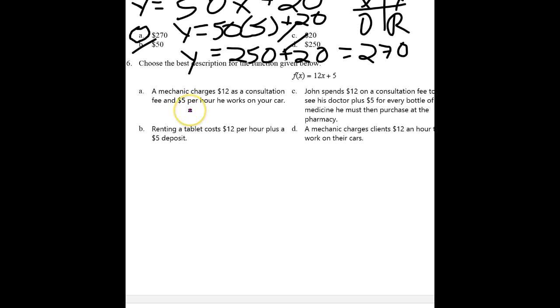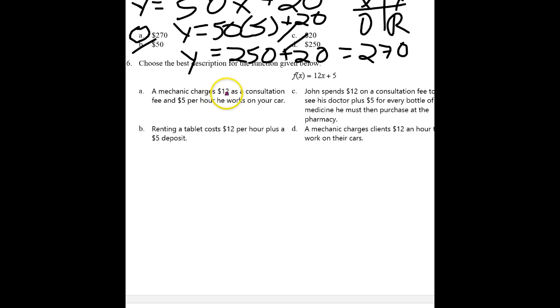Number 6. Choose the best description for the function given below. So we have f of x equals 12x plus 5. So again, this is going to be 12 per something, or $12 for something, or each, something along those lines. So let's look at our answer choices.